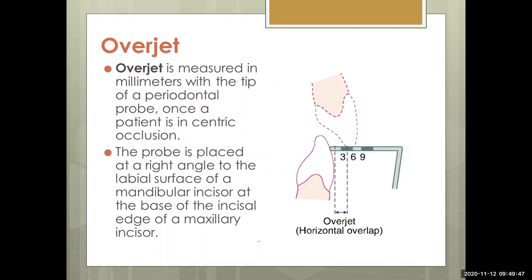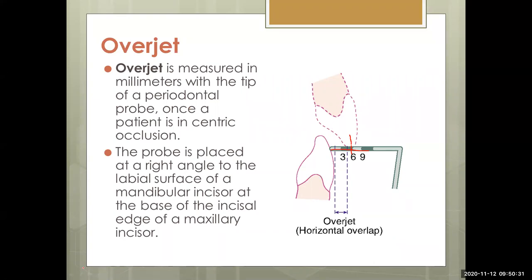So overjet, how you measure it, you take your probe, all right? And it's measured in millimeters. Once the patient is in centric occlusion, they bite down like they normally bite, and the probe is placed at a right angle to the labial surface of the mandibular incisal area and to the base of the incisal edge of the maxillary incisor. So all you're doing is you're placing the probe here and taking your millimeter reading. Now, orthodontists will say you're supposed to be measuring a different portion of the tooth, but we're not in ortho. So that's how we're going to be measuring it.